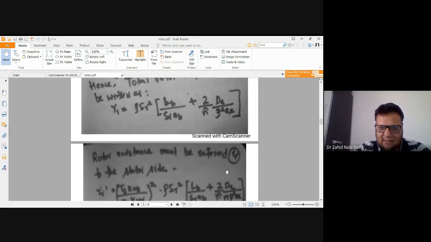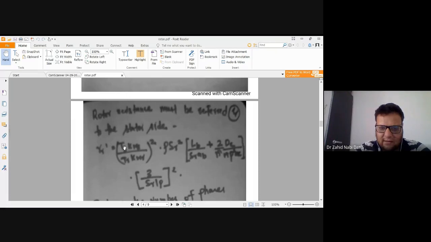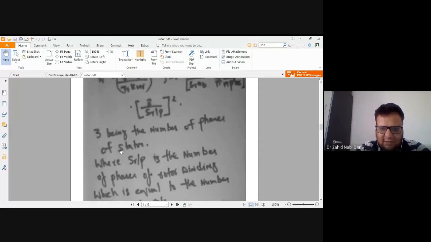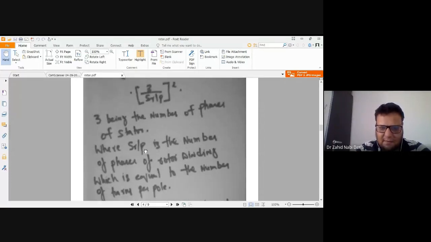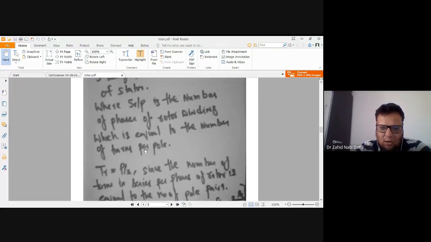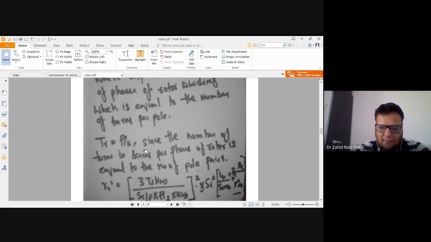Here this is the stator side resistance divided by the number of turns square. So the number of turns square is here. Okay, now if you are doing it for a single phase, but you are also considering a three phase, you have to take the slots per pole for a three phase divided by this whole square. So 3 being the number of phases of stator, where SR by P, what is this? SR by P is the number of phases of rotor winding, which is equal to the number of turns per pole. Now, the number of turns per pole on the rotor side would be P by 2, since the number of turns in series per phase of rotor is equal to the number of pole pairs.